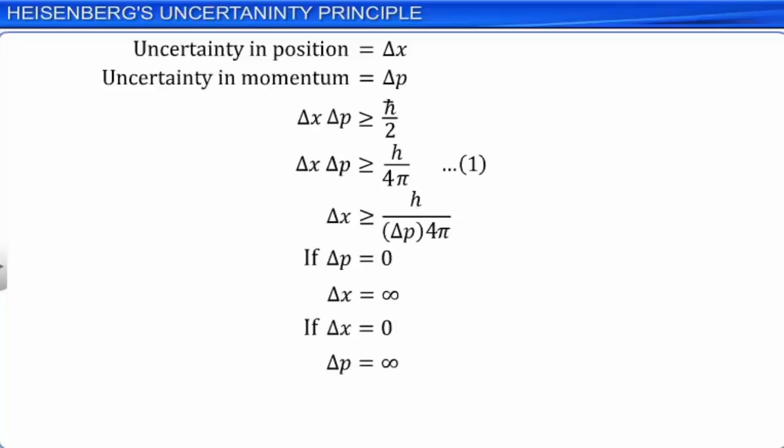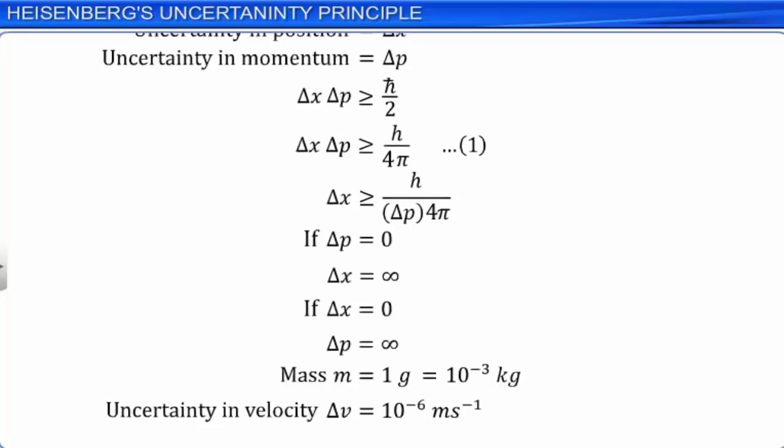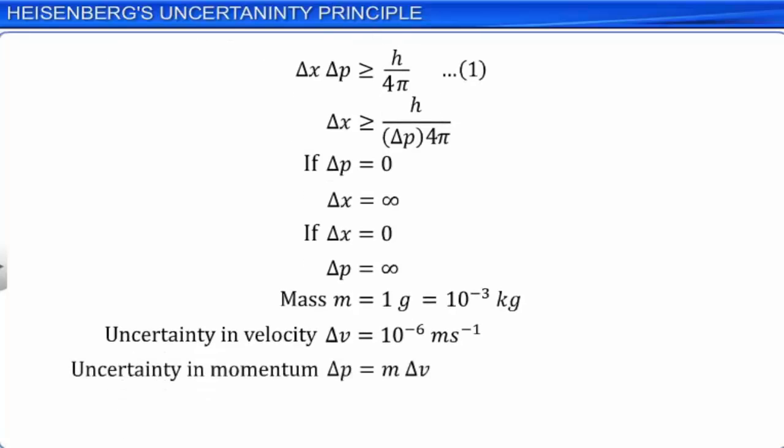To understand the uncertainty principle better, let us consider a projectile of mass 1 gram, that is 10 power minus 3 kg, moving such that the uncertainty in its velocity, delta v, is equal to 10 to the power of minus 6 meter per second. Then the uncertainty in its momentum, delta p, will be equal to m delta v. Then, the minimum uncertainty in the position of the particle is delta x is equal to h by m delta v into 4 pi.